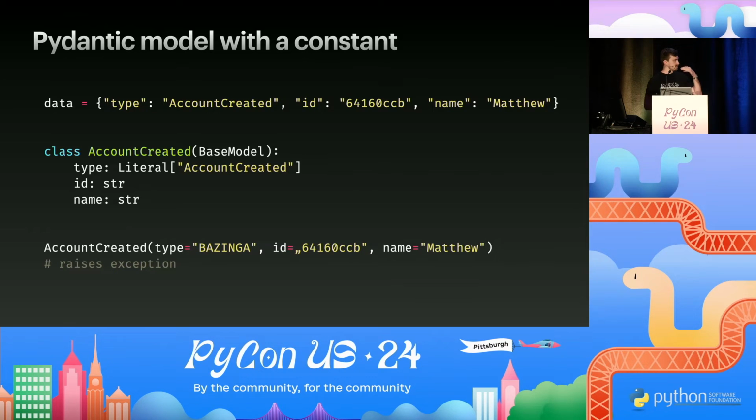We can annotate the type not just as a string, but as a literal. For example, for account created, a specific description of one particular message, we expect this to always be the string "account created". No other format is interesting. So whenever we pass, like, type is Bazinga in this case, we would get an exception. And you can figure out what the next steps are.